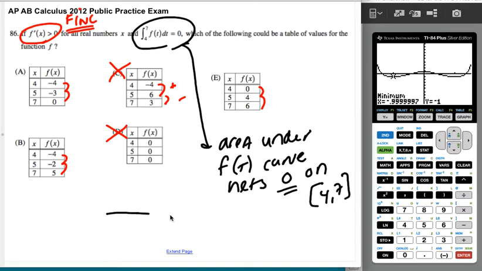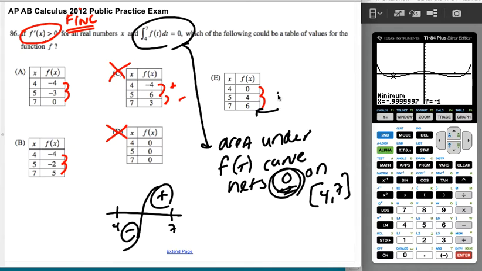Okay, here's the problem. What that means is that between 4 and 7, I have to have some negative area and some positive area. That's the only way this works, because that's the only way the area can net 0. So see how these are all positive values? These are all above the x-axis. That would mean that the area would be positive because there's nothing to balance it out, so it's not E.